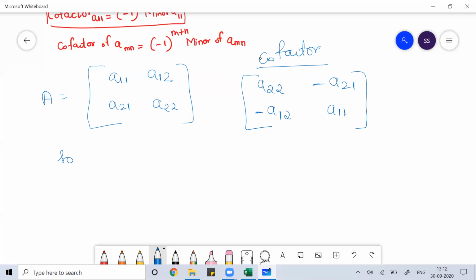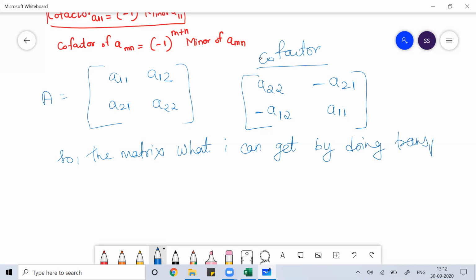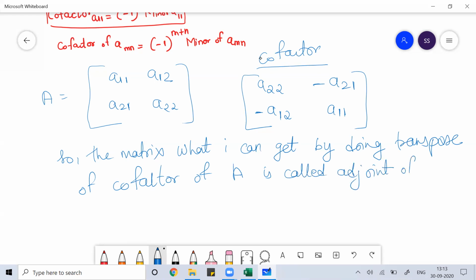The matrix that I get by doing the transpose of the cofactor of A is called the adjoint of A.